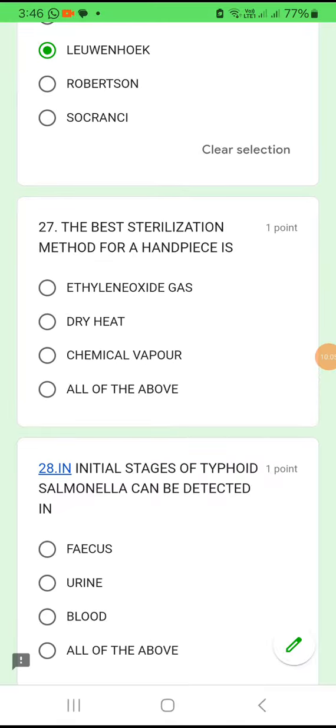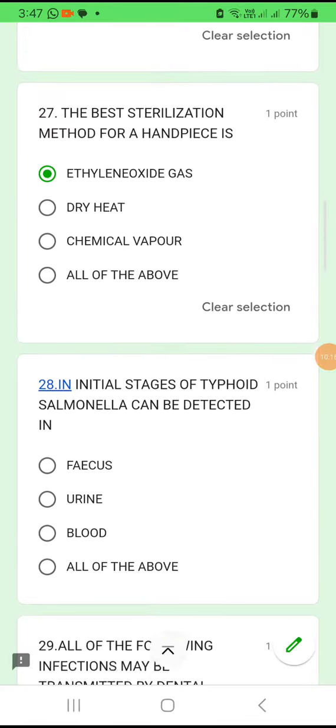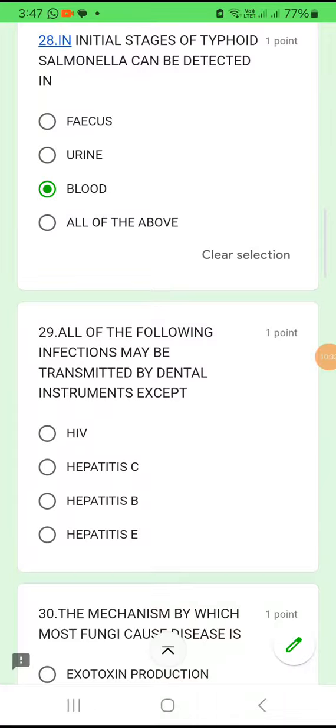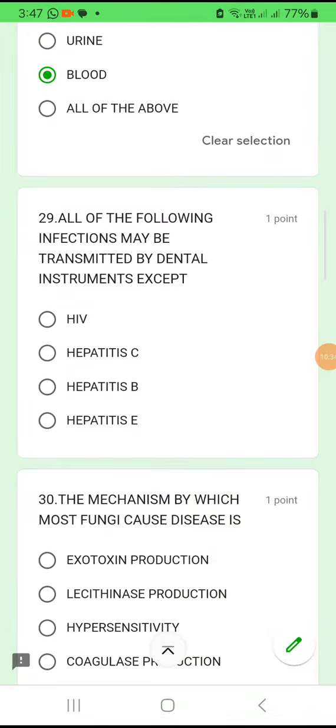Now, question number 27. The best sterilization method for a handpiece will be ethylene oxide gas or dry heat or chemical vapor or all of the above. The best method is always to use a gas, ethylene oxide gas. Okay. Question number 28. In initial stages of typhoid, salmonella can be detected in which area? Feces or urine or blood or all of the above places. Okay, in the initial stages of typhoid, it is only seen in the blood. Okay, option C.